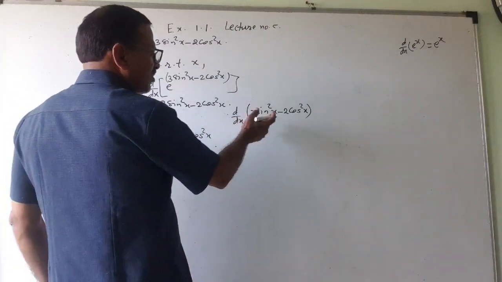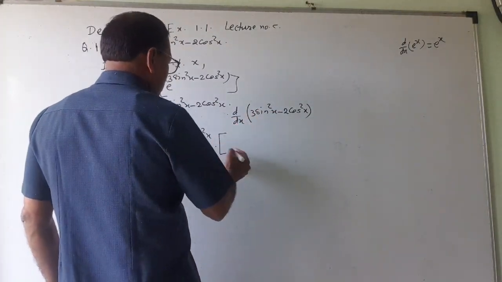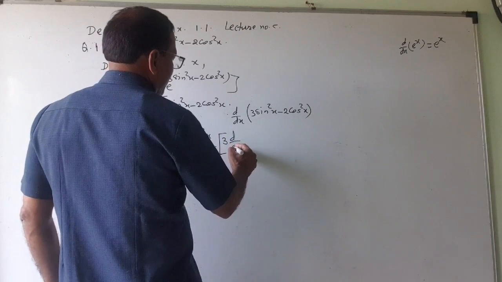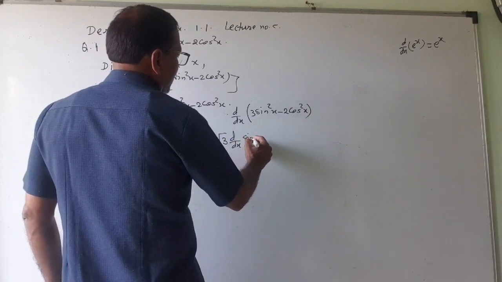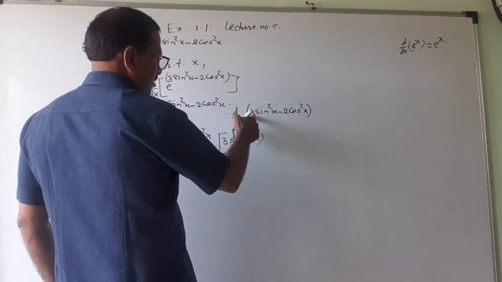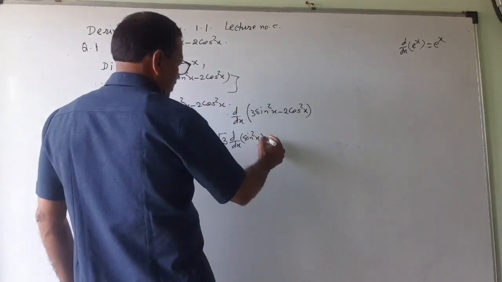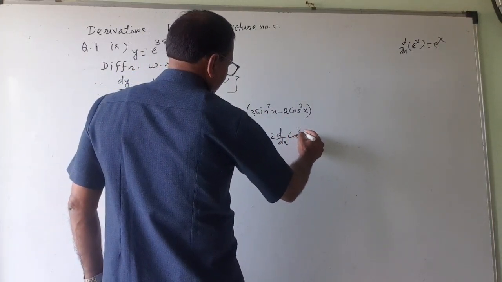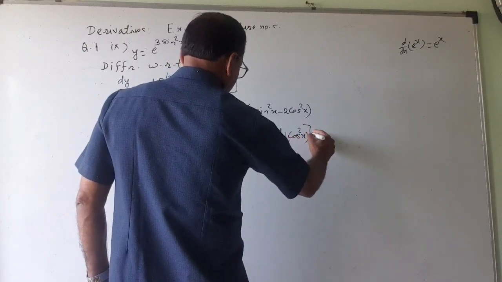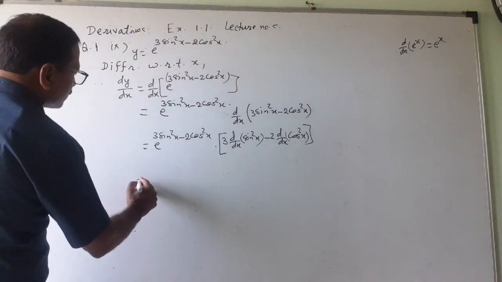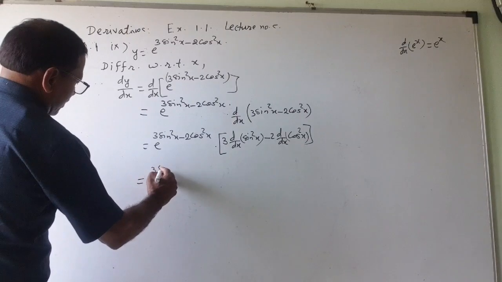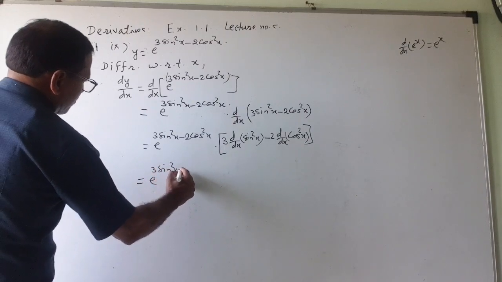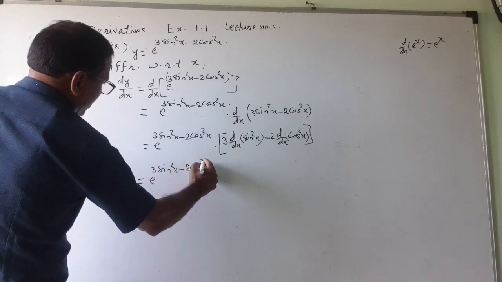Now the derivative of the individual terms. So 3 into d by dx of sin square x, this is a constant taken out, minus 2 into d by dx of cos square x. So that is equal to e raised to 3 sin square x minus 2 cos square x.